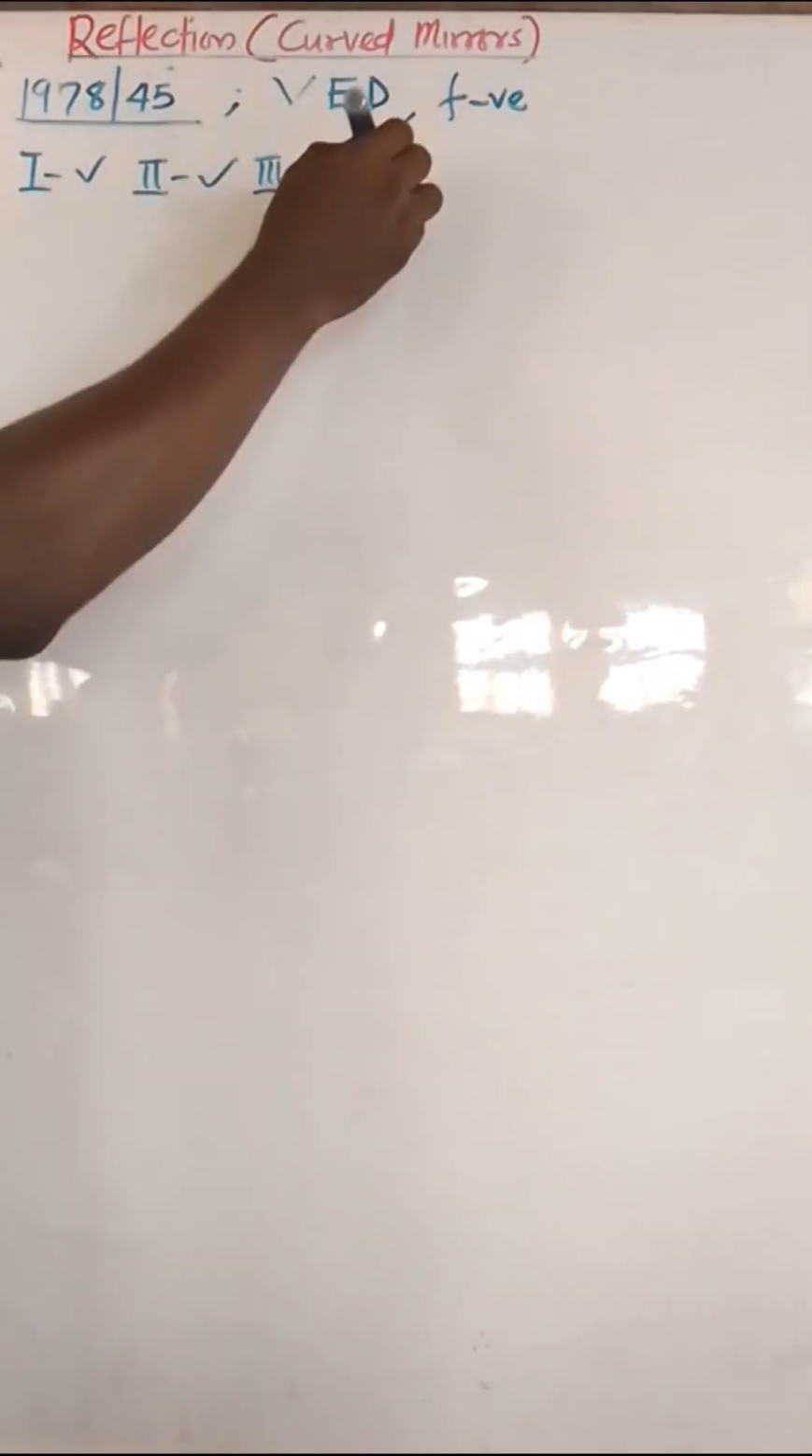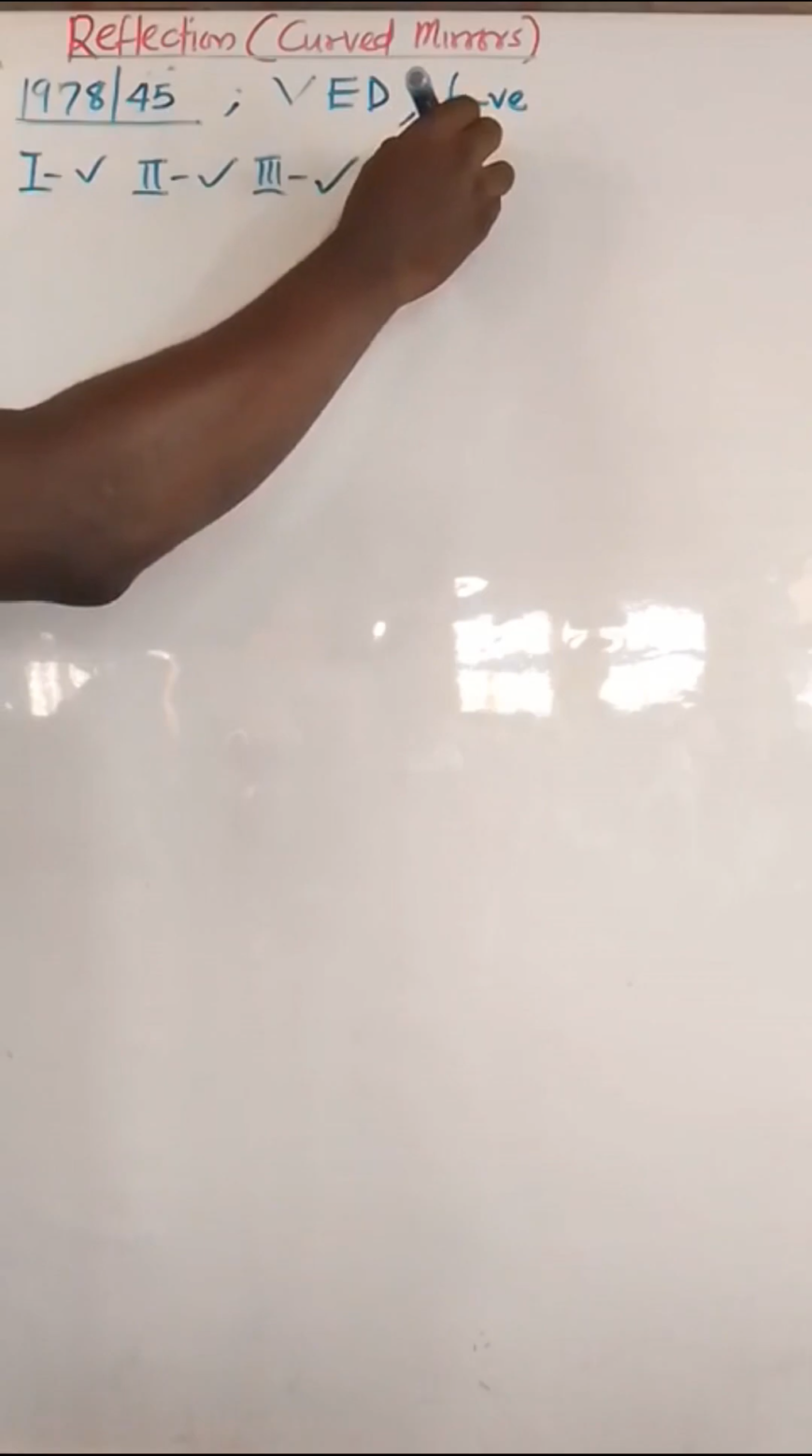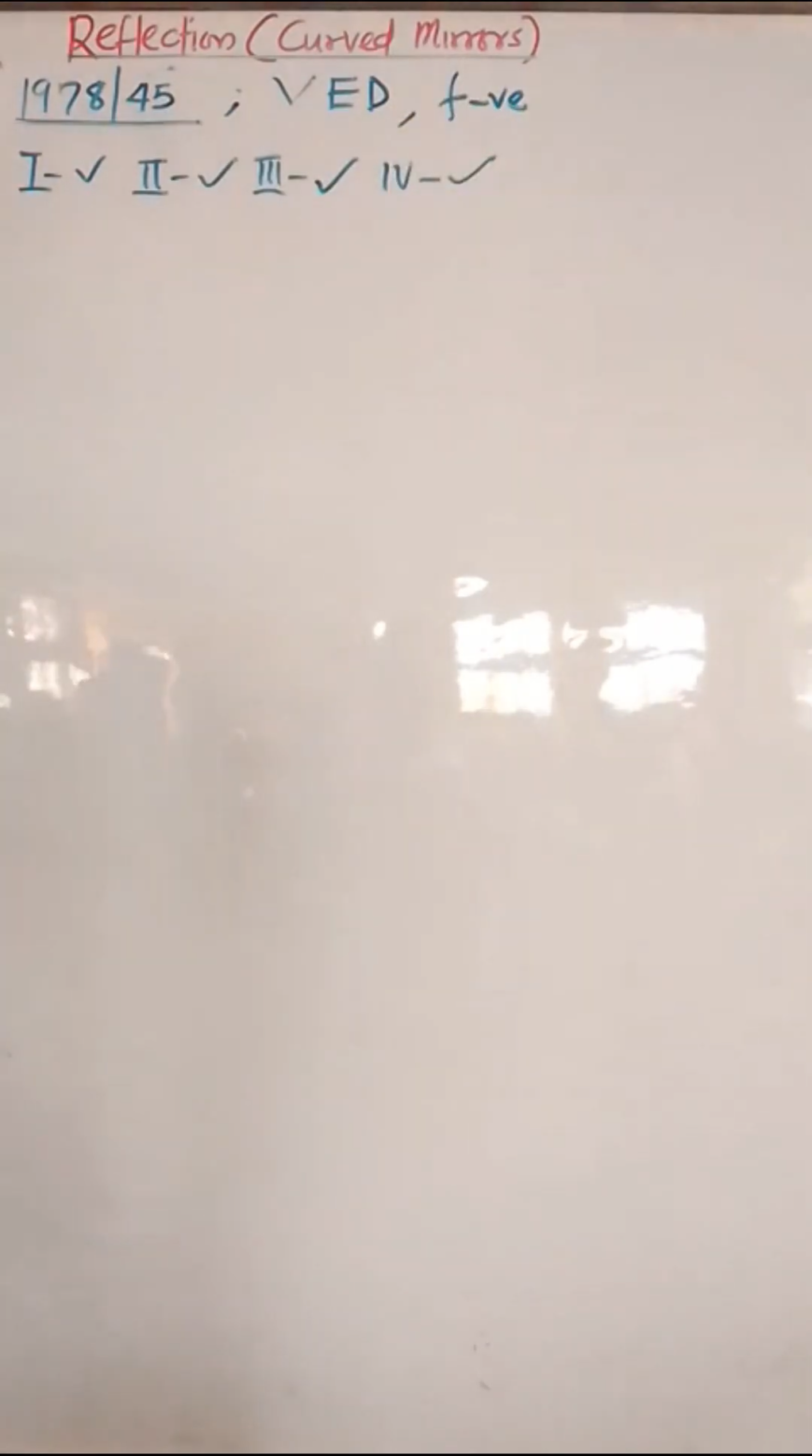The focal length is negative. Focal length is negative, yeah, that's also correct. So it means option I to IV is correct. That's option D. Option D has 1 to V being correct.